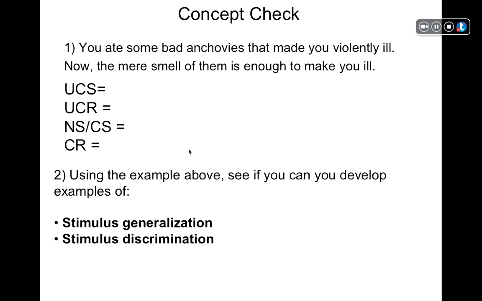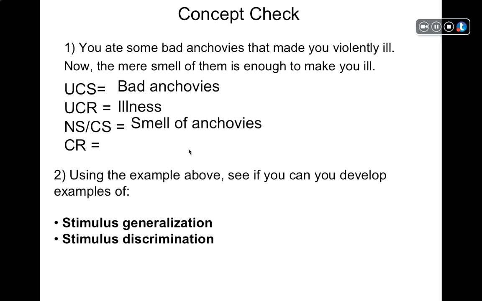All right, so in this case, the unconditioned stimulus would be the bad anchovies because it has the capacity to elicit an unconditioned response, that is the illness. The neutral stimulus initially was the smell of anchovies, no prior reaction to the smell of anchovies. Now, since the anchovies has been paired with illness, the conditioned response is illness. So now the smell of anchovies is enough to make you sick.